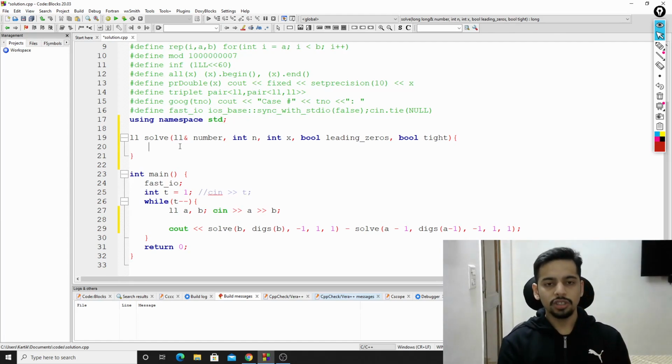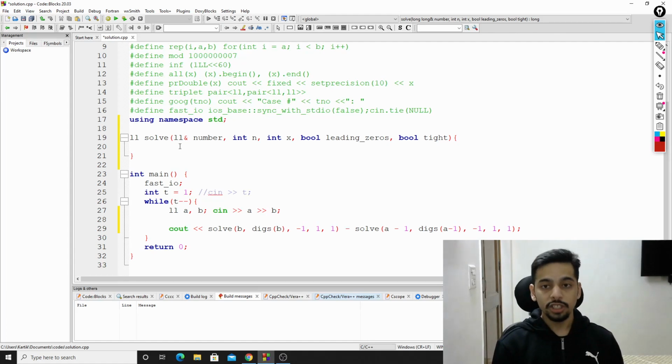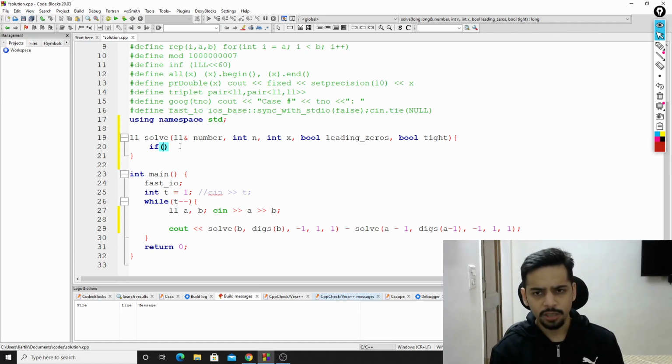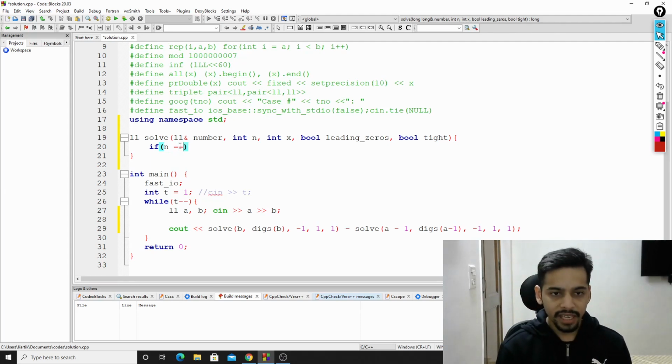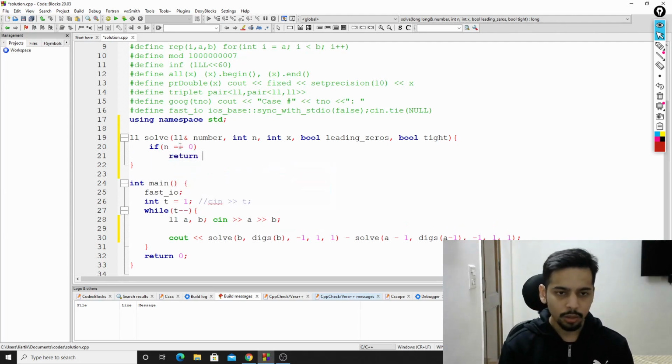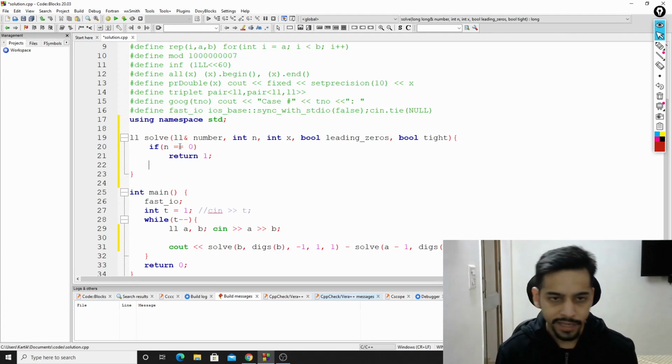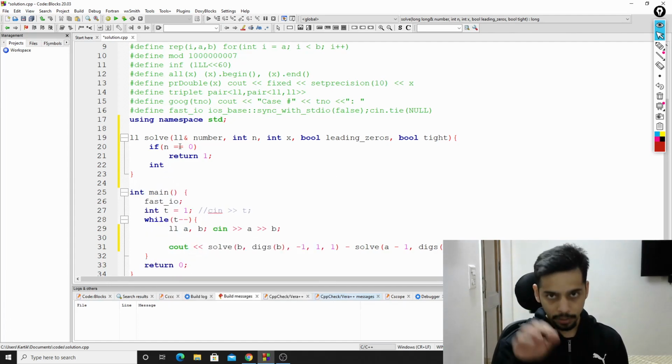So guys, now this solve function is going to work like this. If you're trying to produce a 0-digit number, then you don't need to do anything, and there's one way of producing a 0-digit number, an empty number, right? So if n equals 0, if there is no digit in the number, just return 1. There's one way. Don't do anything, and you have produced a valid number, an empty number kind of thing, right? All right. Now I'll see what is the smallest number that can come at this position.